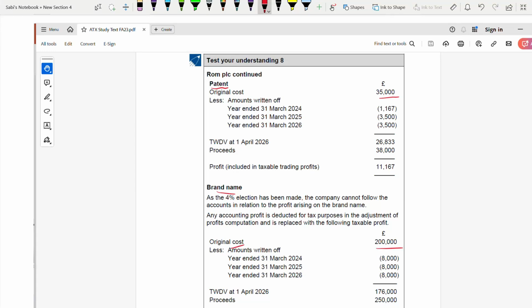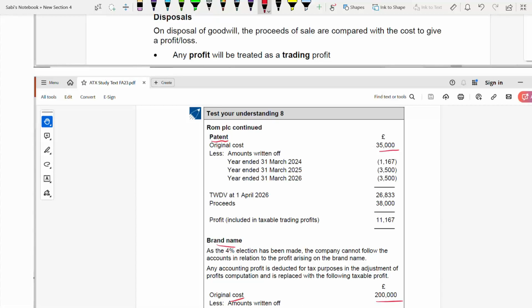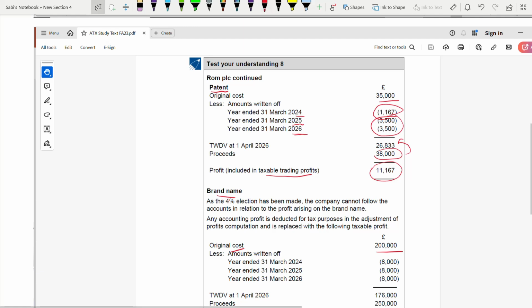Now amounts will be written off. Remember, the first one was for only 4 months from December to March, and then it will be annually the amortization of 10% till 2026. That's why, 2024 year ended, 25 and 26. This will be written off and then your proceeds. When you compare these two, this is the profit. Already it is included in your taxable trading profit. Proceeds are more than your tax written down value. It's a profit. Coming to the brand name, you have made the 4% election.